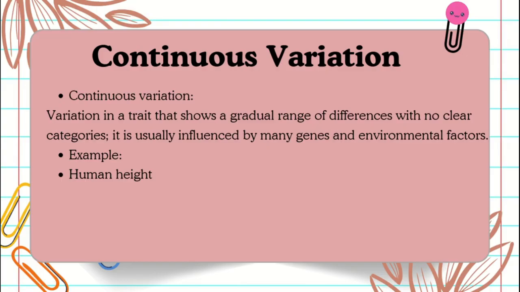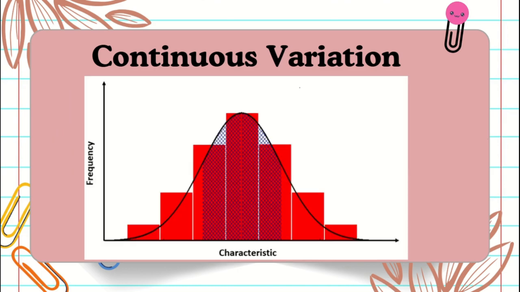Then you have two types of variation. You have continuous and you have discontinuous variation. So continuous variation is basically one that shows a gradual change in the differences with no clear categories. It is usually influenced by many genes and environmental factors, for example, human height.